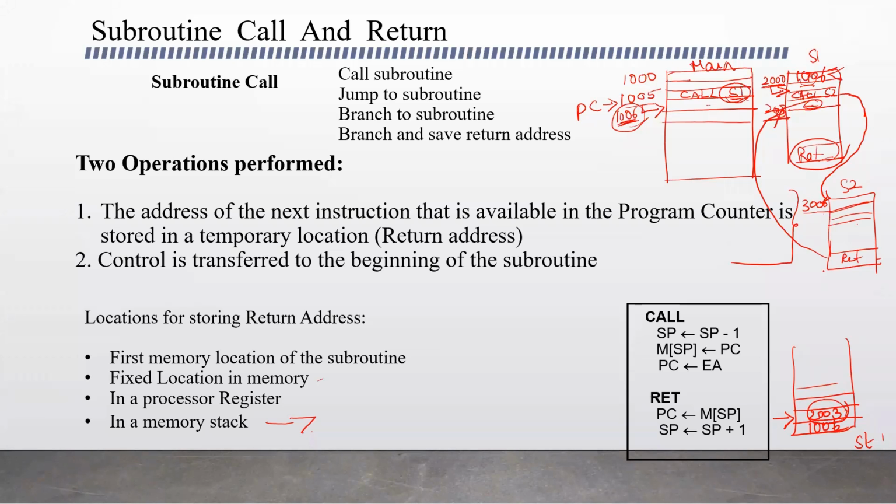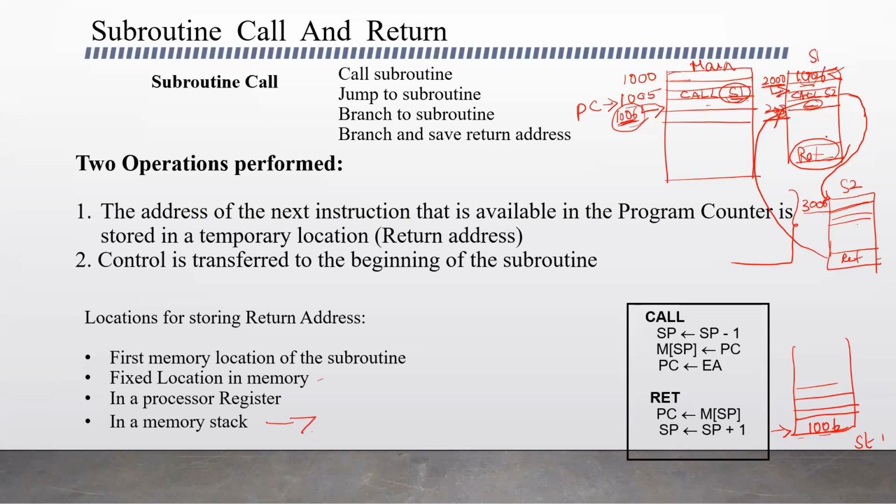The program counter has to be loaded with the address, so that the control can be taken to that address, right? The pop operation is performed to remove this. So PC will be loaded with this address, and SP is decremented. The stack pointer will be pointing to this address. This way control returns to this.